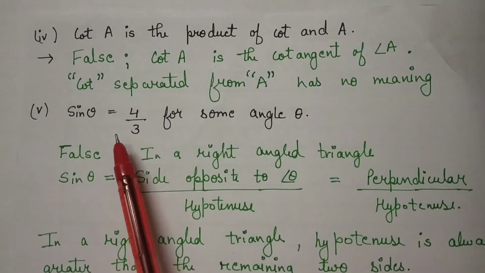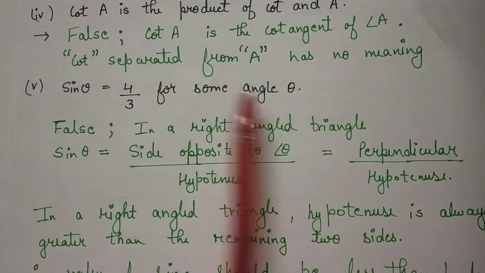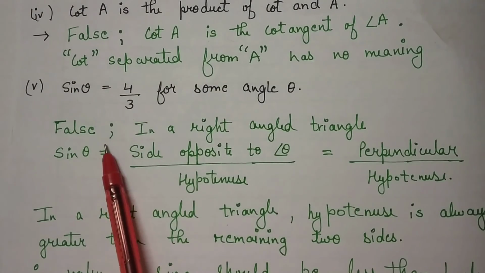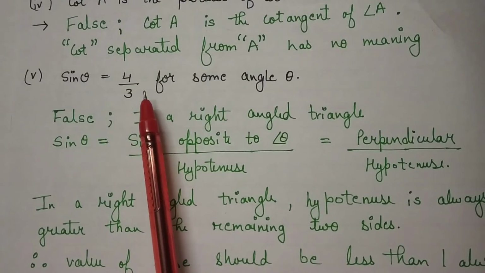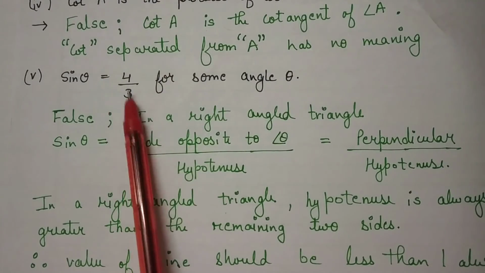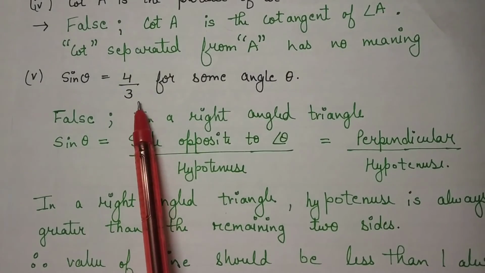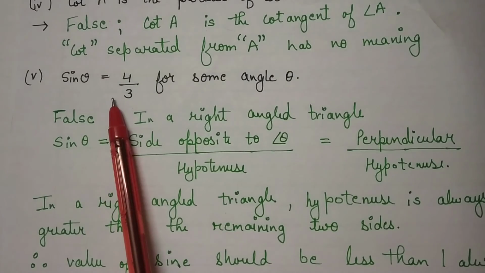Sin theta is equal to 4 by 3 for some angle theta. This is totally false. Why? Because 4 by 3 is 1.3 something, which is greater than 1, and which is not possible because sine always has a value less than 1.